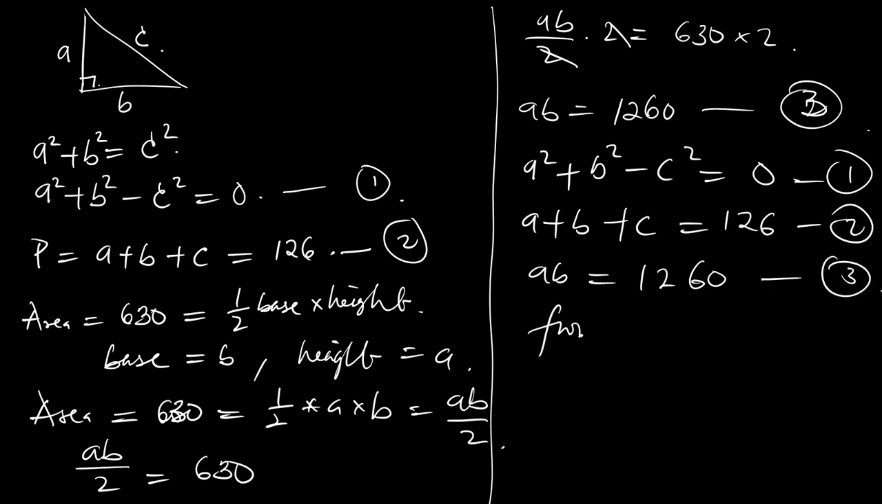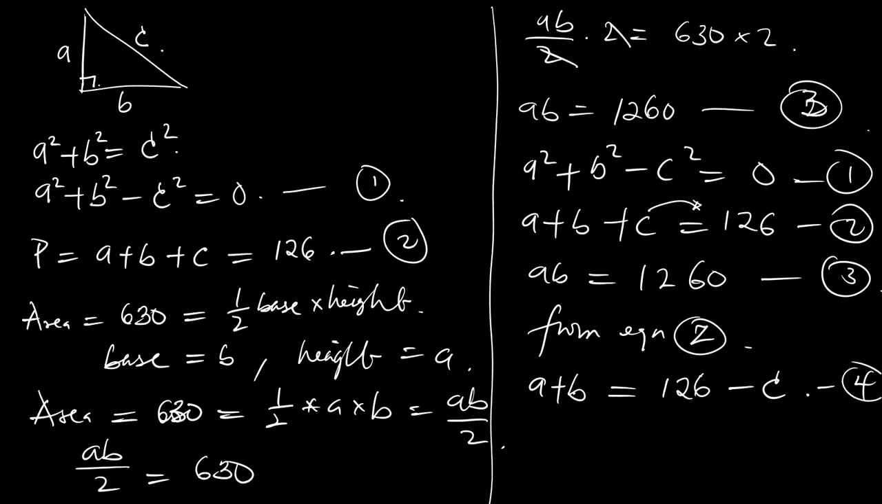Now from equation 2, if you move this C to this other side, you have A plus B equal to 126 minus C. Now we have gotten this. Let me call it equation 4. Now we can move further by squaring both sides of equation 4.